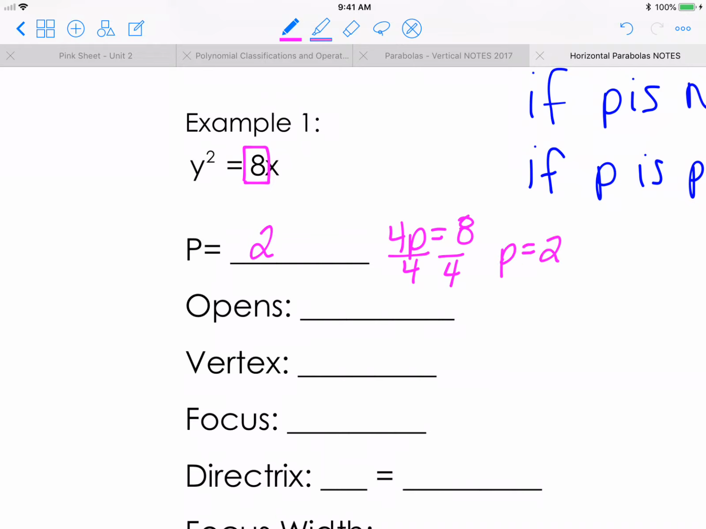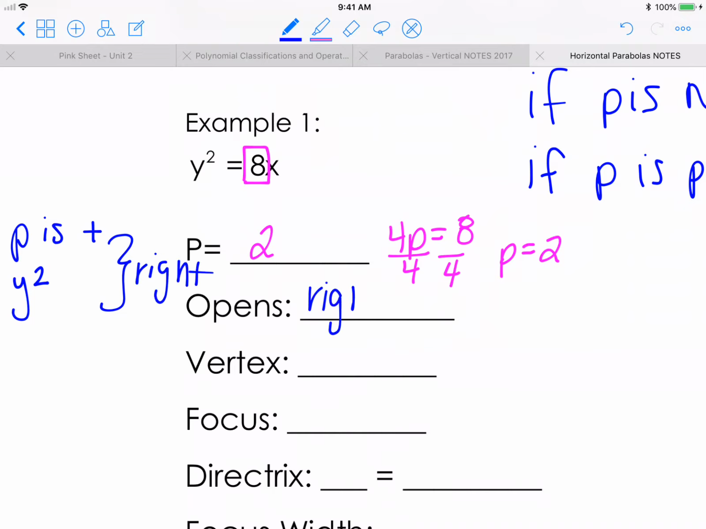So because P is positive, and y is being squared, we know this is going to open right. So remember, if x was squared, then this would open up. But because y is squared this time, you have to think this is going to be a horizontal parabola.